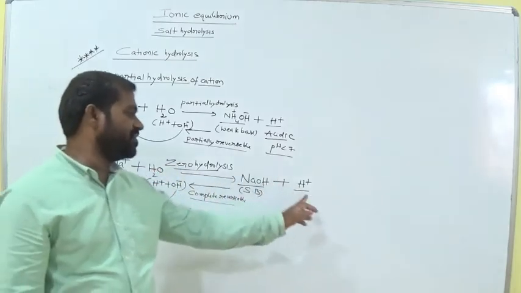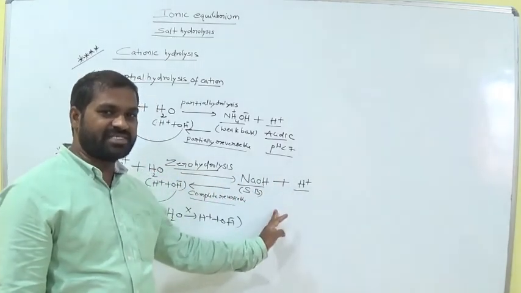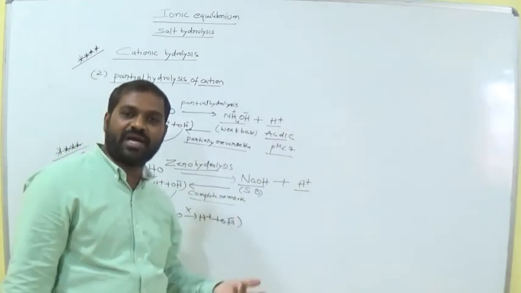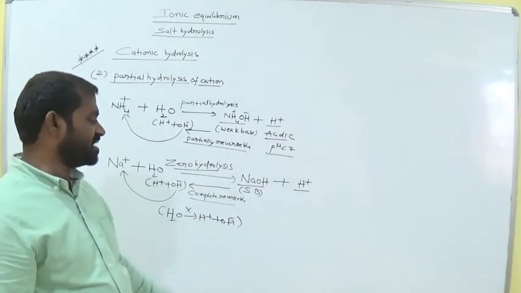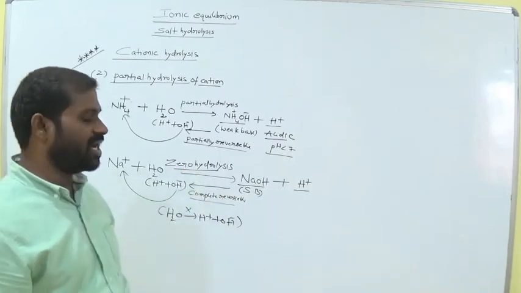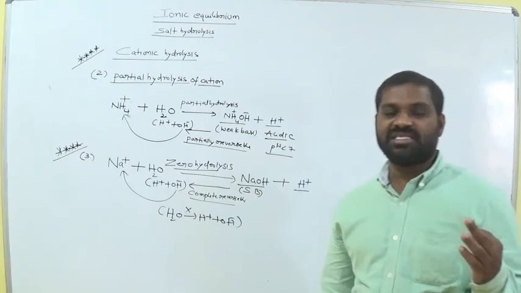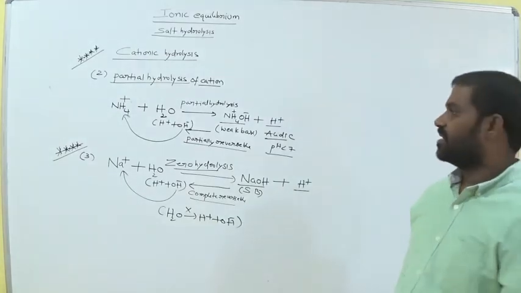Hydrolysis means it produces H plus. But due to the strong basic nature, it gives H2O again. That means no hydrolysis. There is no splitting of H2O due to the strong basic nature. So simply we call it zero hydrolysis. Remember, there is complete hydrolysis, zero hydrolysis, and partial hydrolysis. Okay.